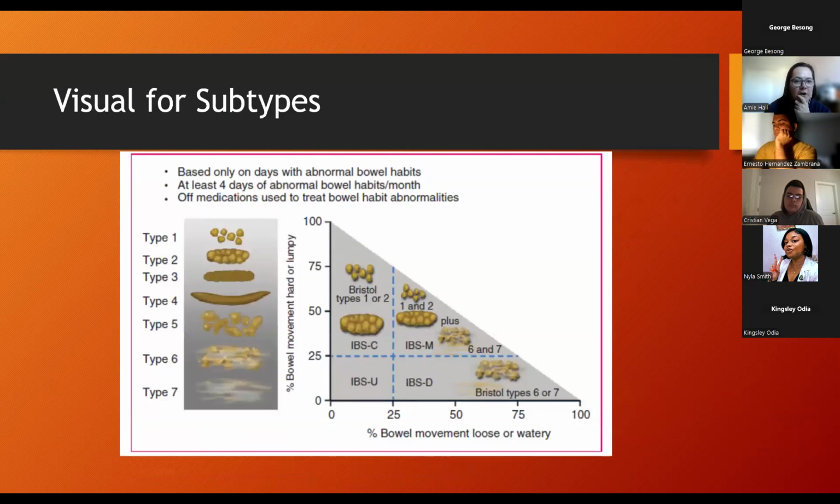So this is just another visual for us for the subtypes and what it's going to look like for patients. Again, type 1 and 2 is the constipation, 6 and 7 is the diarrhea. So patients with IBS constipation are going to have these types of stools more than 25% of the time. Patients with IBS diarrhea are going to have these types of stools more than 25% of the time. And patients with IBS mixed are going to have equal amounts of constipation and equal amounts of diarrhea. So this is just kind of graphing out where each of them lie.